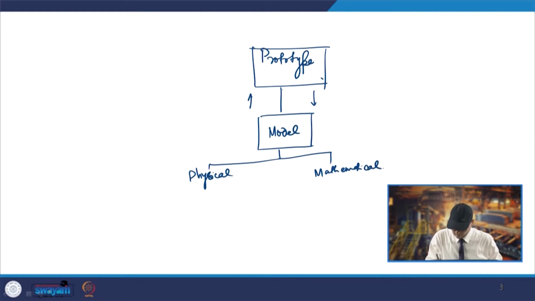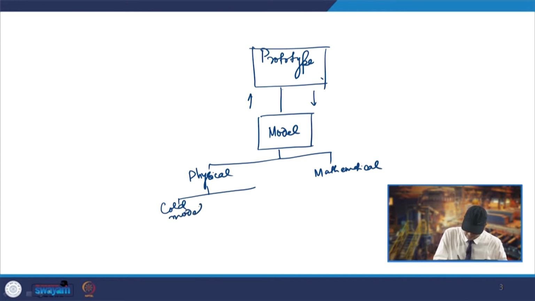We will be talking about the physical model in this lecture and this week, and we will talk about the mathematical modeling part further as we move forward in this course. Now, in a physical model you can go for cold model studies, and otherwise you can also go for the high temperature model.